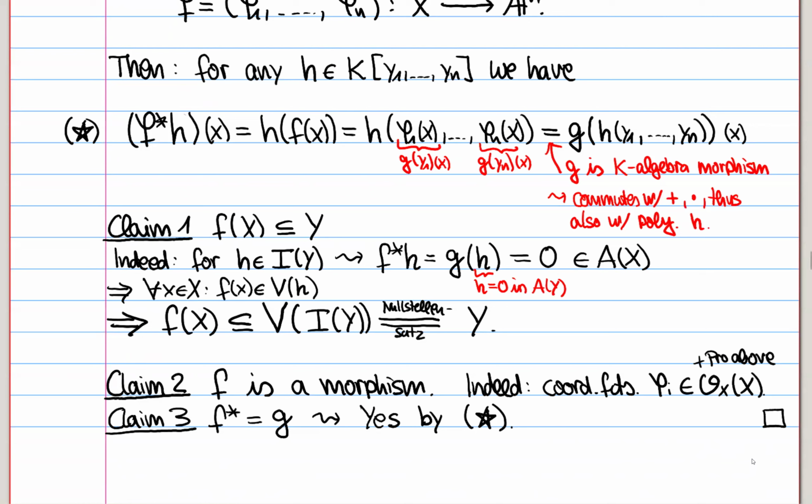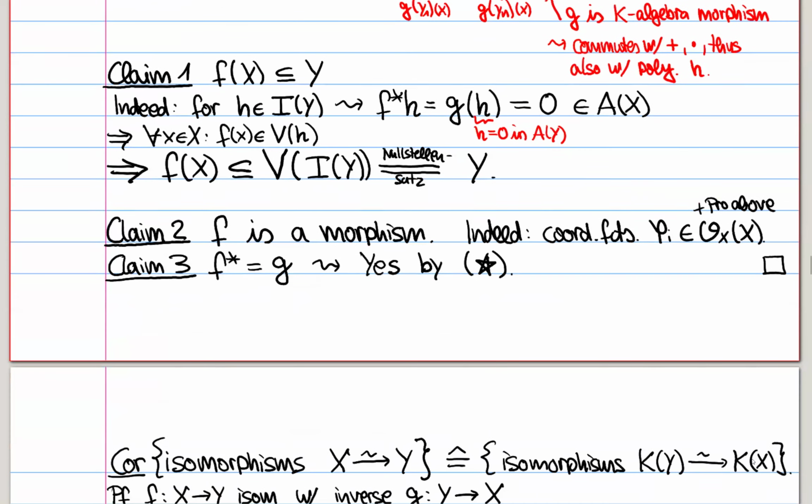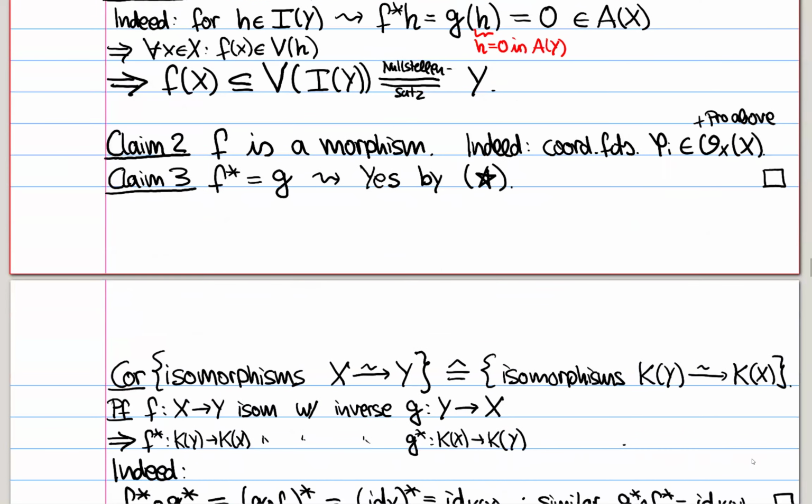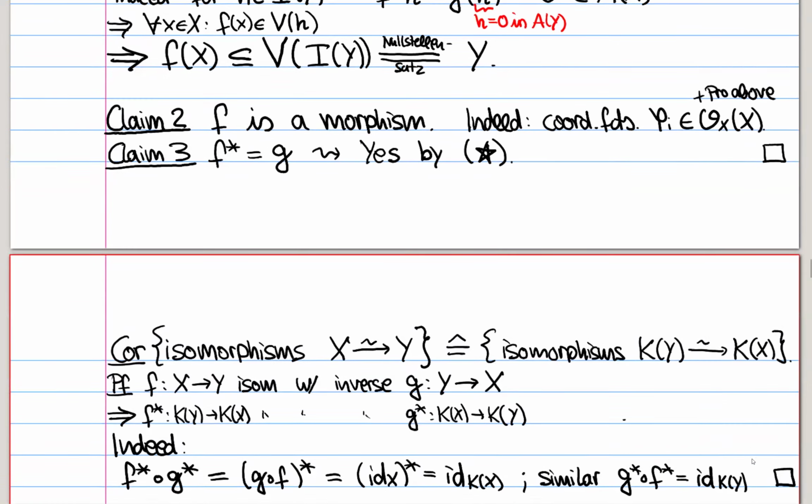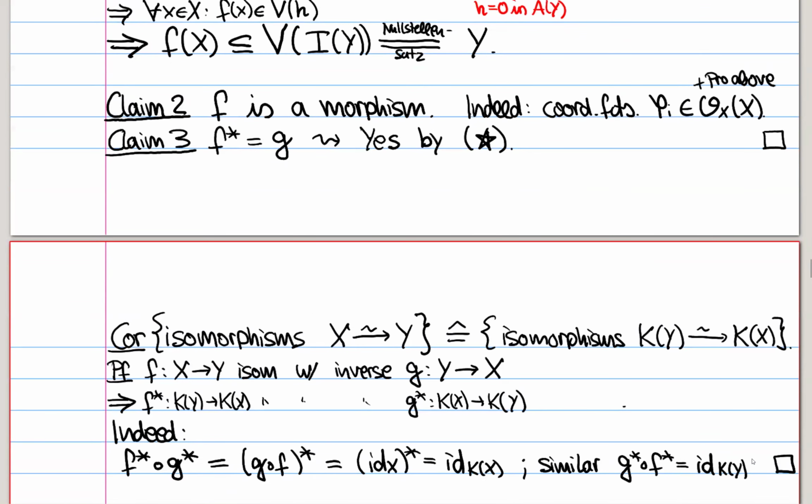And so this proves one of the bijections, and the other is, I guess, also not so hard to see. And so this finishes the proof, and shows us that we have this equality between morphisms from X to Y and the K-algebra morphisms of the coordinate rings in opposite direction. We can now refine this a bit and say, if we restrict to isomorphisms from X to Y, then this corresponds to isomorphisms on the other side.